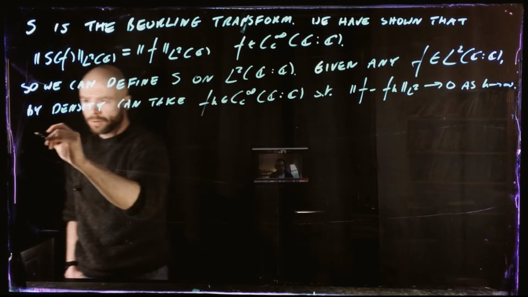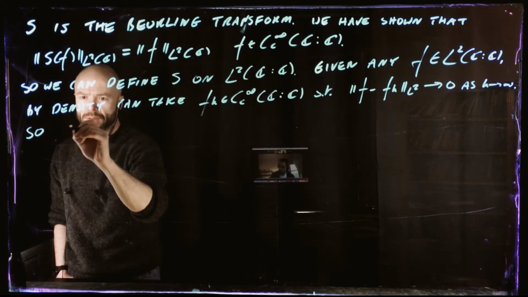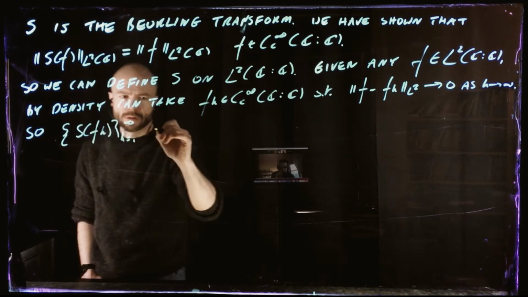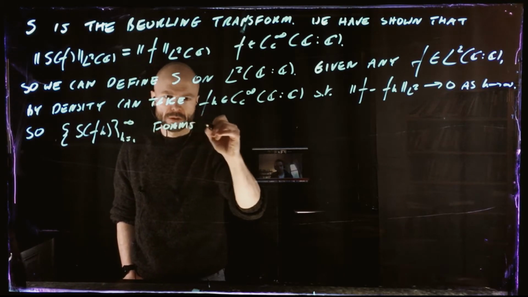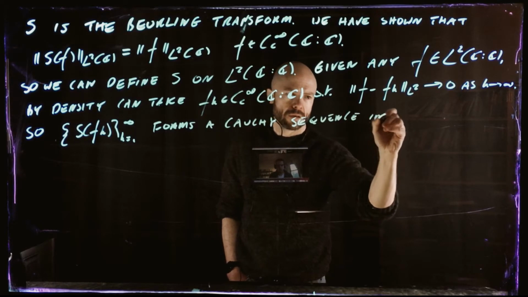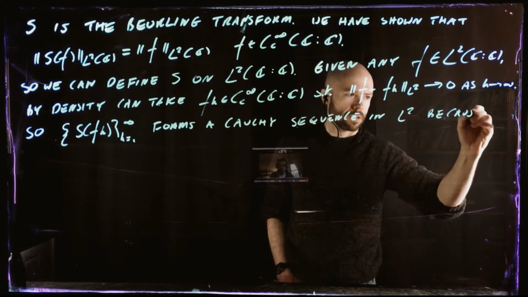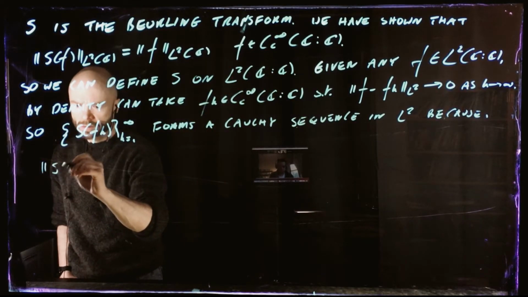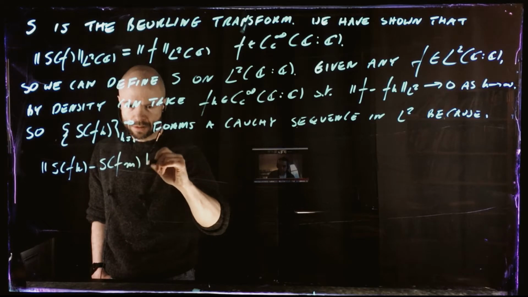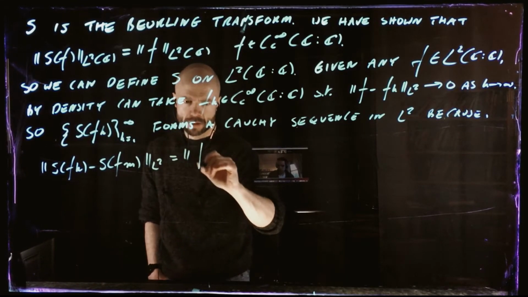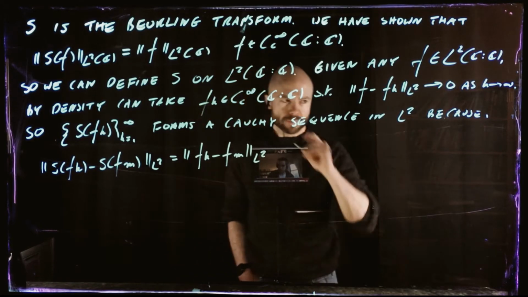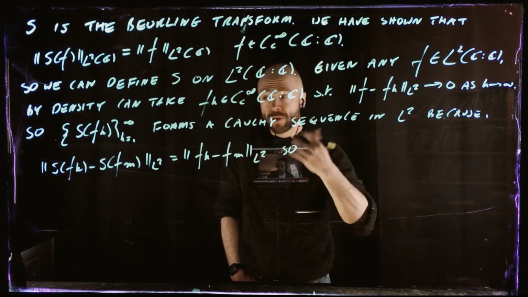So, if we consider this sequence, it's going to form a Cauchy sequence in L2, because we just applied the inequality. Let's call these k and m: the L2 norm of S f_k minus S f_m is equal to this thing, because it's a linear mapping, linear transform, like this. So there exists a unique limit inside this Banach space.